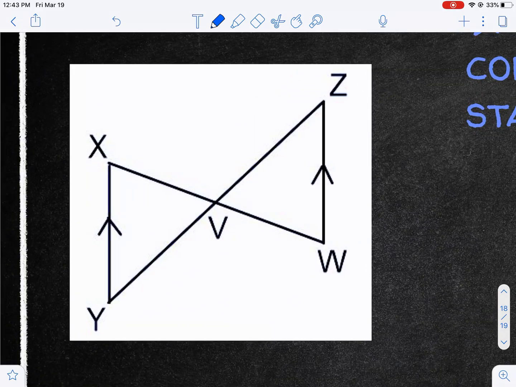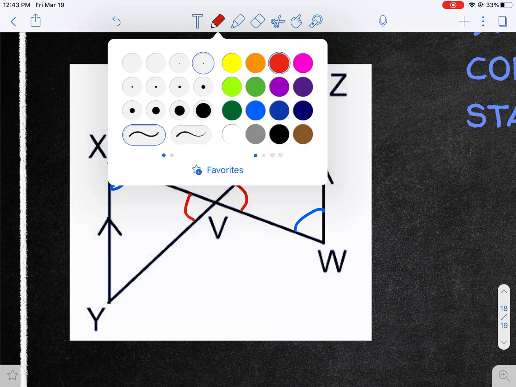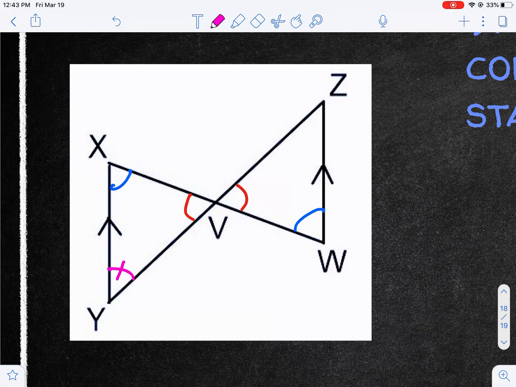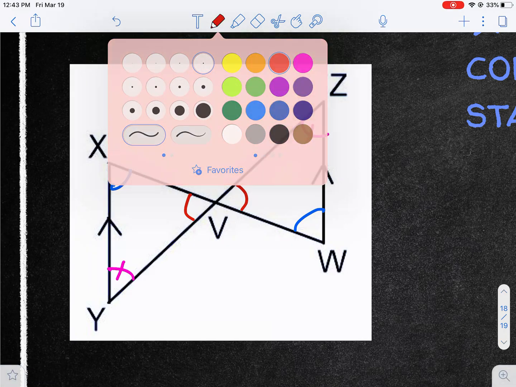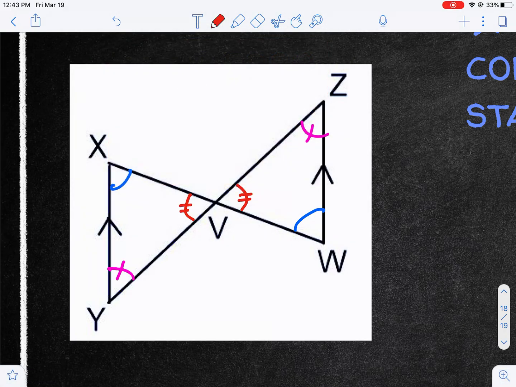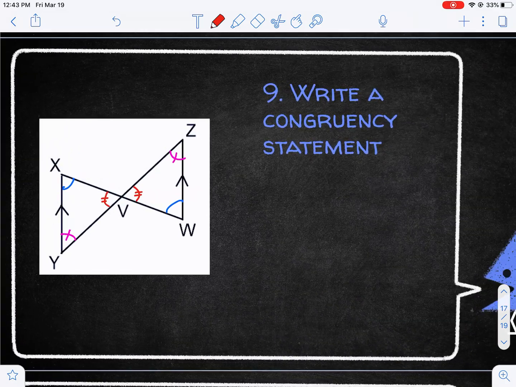This time again I have parallel sides. This is going to act like my transversal. So those two will be congruent. I can also prove my vertical angle is congruent, and I can prove these congruent. So I have all my angles, but I don't have a single congruent side. So I don't have enough information to prove that these are congruent.